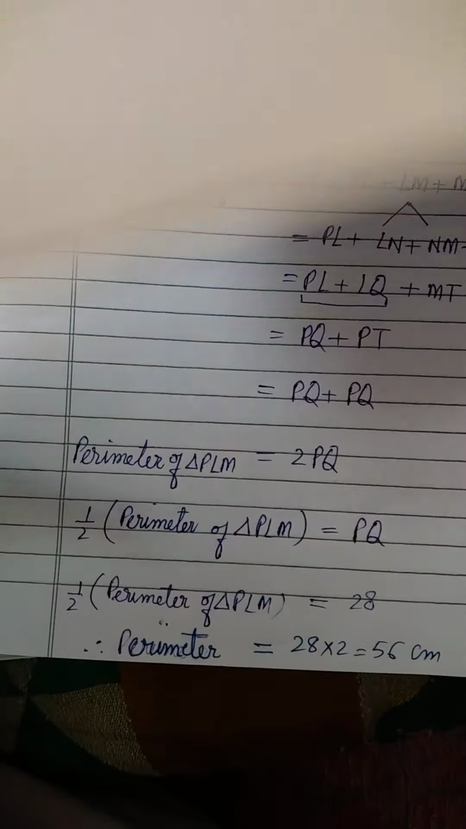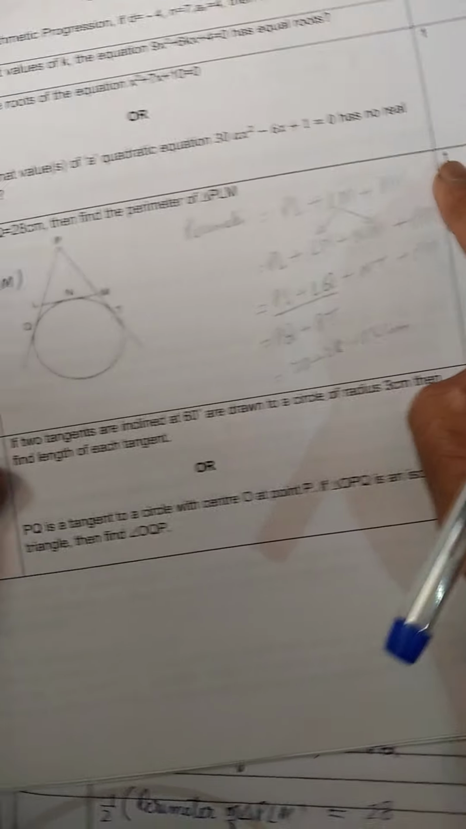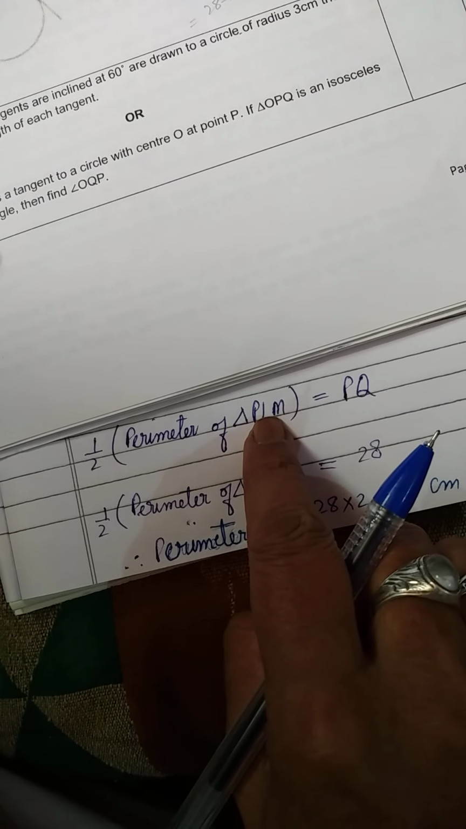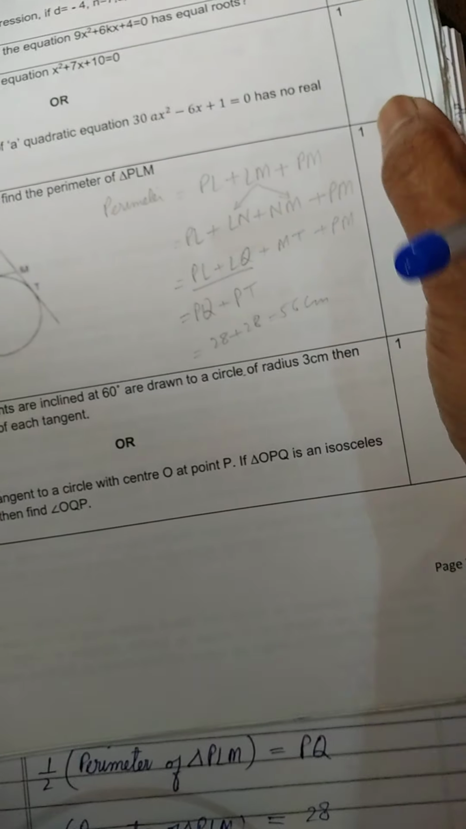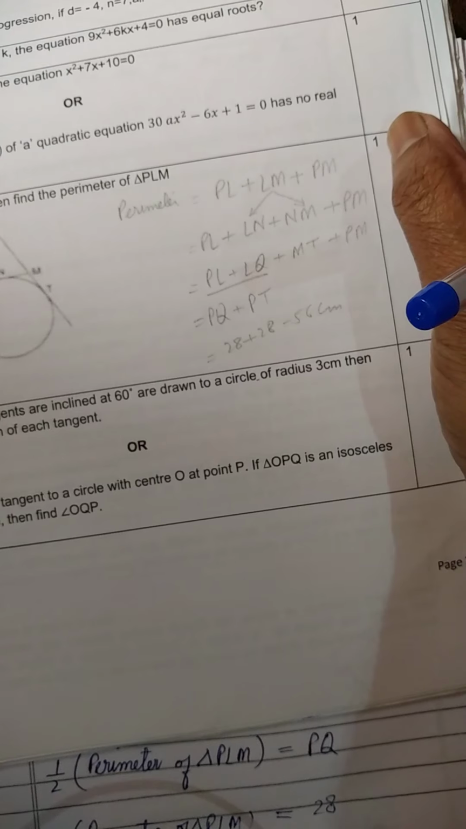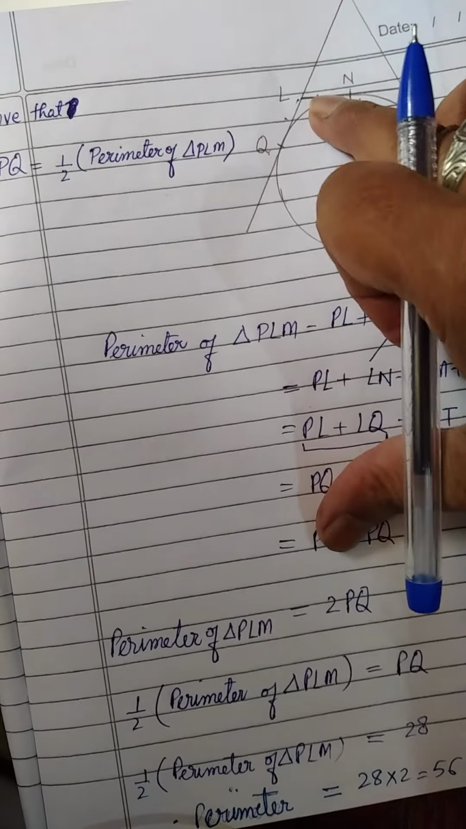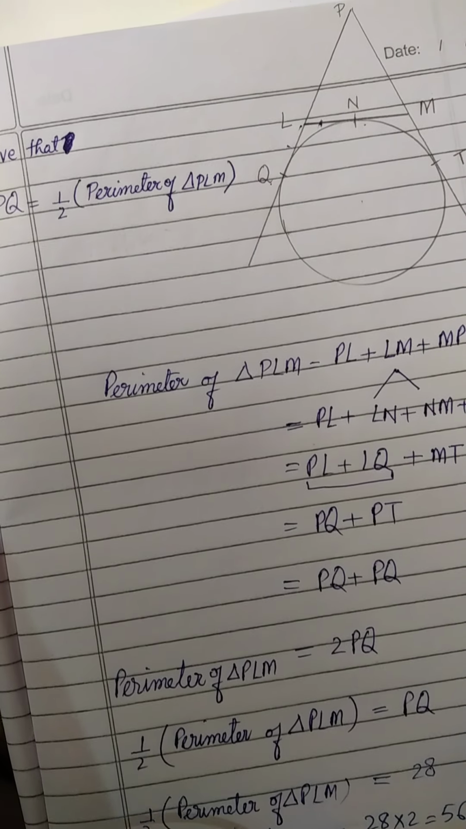Because this question is just for 1 mark, you can directly write like that. You can write, first we know that PQ is equal to half the perimeter of PLM. But suppose this question is coming for more marks, 3 marks or 2 marks. In that case, you will have to solve that fully. I think you understood. Thank you, students.